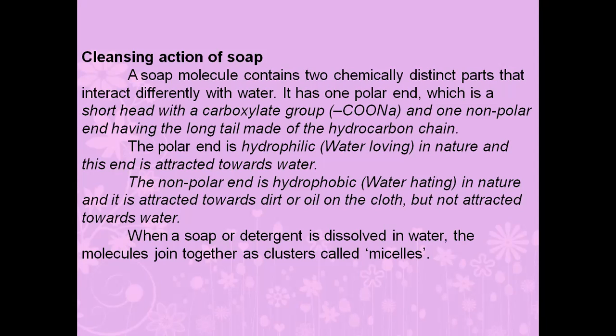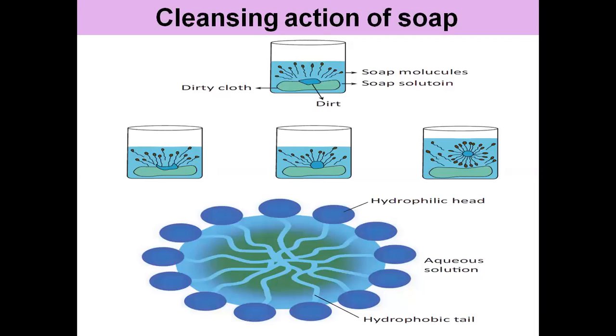The polar end is a short head, circle shaped. The hydrophobic part is a tail. You see the picture, the circle shaped head and the tail. This is the hydrophobic tail, this is the non-polar end. And this is the hydrophilic head, this is the polar end.